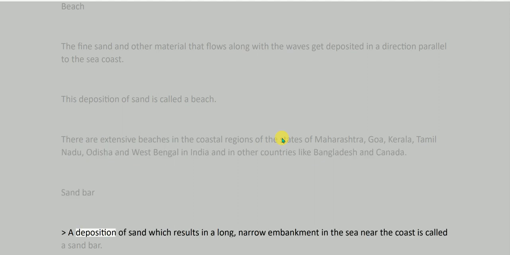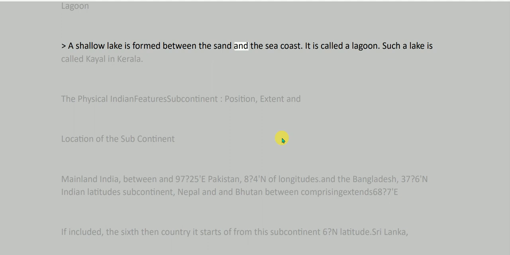Sandbar: a deposition of sand which results in a long, narrow embankment in the sea near the coast is called a sandbar. Lagoon: a shallow lake is formed between the sand and the sea coast. It is called a lagoon. Such a lake is called Kayal in Kerala.